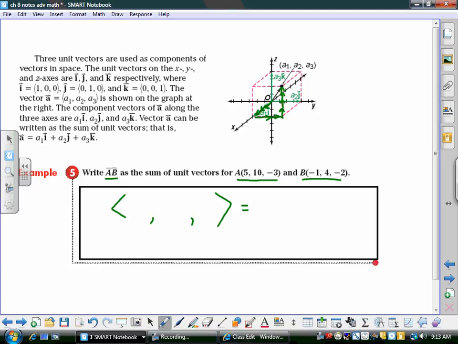Pause the video and see if you can do that one on your own. I think we've done examples like that already today, so see if you can figure this one out on your own.